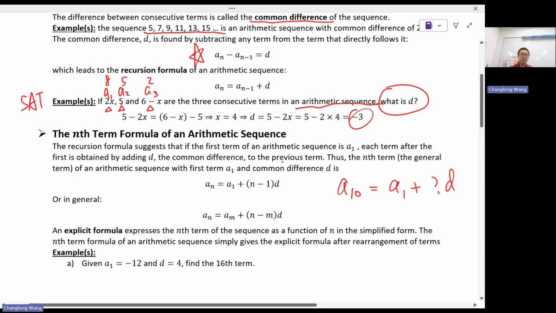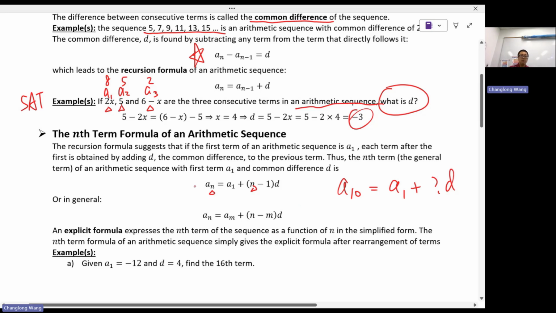But later on, there's no point in keep doing this kind of reasoning. Just remember that the formula takes the form of a sub 1 plus n minus 1, since n is eventually what you want to get, the nth term. So it will be the difference between these two indices times the common difference.